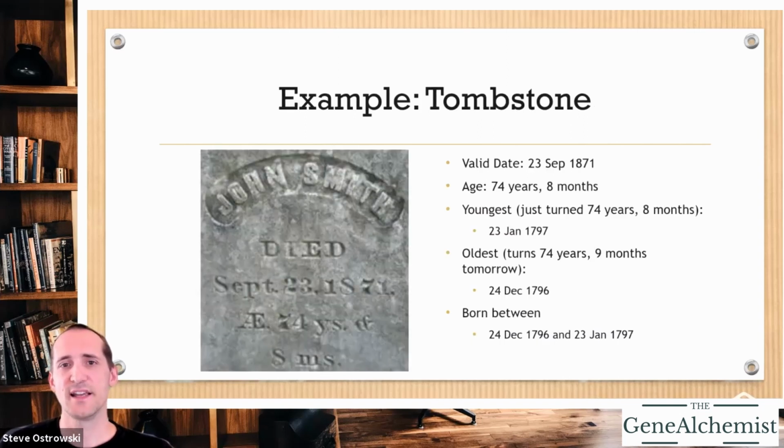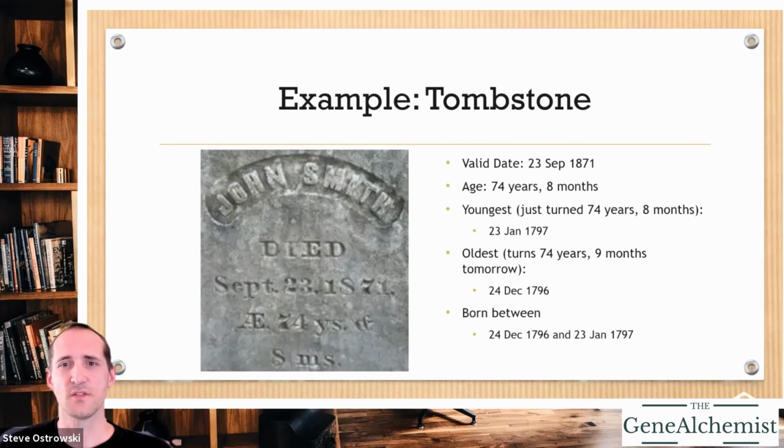Okay, now let's look at a tombstone example, another very common one to use this technique for. And here we have a John Smith, and the valid date would be when he died, when that was written. So the age that's provided is supposed to be valid as of the 23rd of September, 1871. We're given his age as 74 years and 8 months.